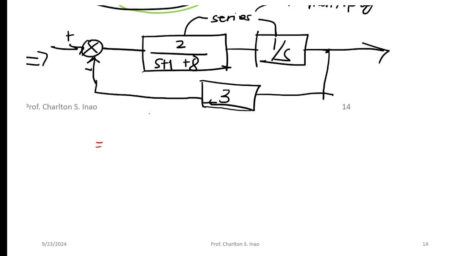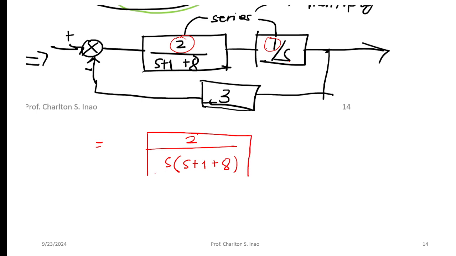2 over s plus 1 plus 8 times s. So we just have to multiply 2 times 1, 2 times 1 is 2. Then s plus 1 plus 8 times s. So s plus 1 plus 8, right? 2 times 1 is 2. S plus 1 plus 8 times s is this. We're going to enclose this in just one block or rectangle, right?